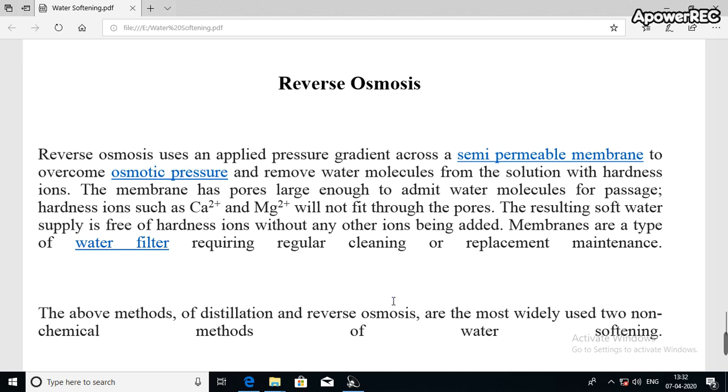These are the six methods that we have understood till now. Among these six methods, distillation and reverse osmosis are also known as the non-chemical methods of water softening, where no chemicals are used.